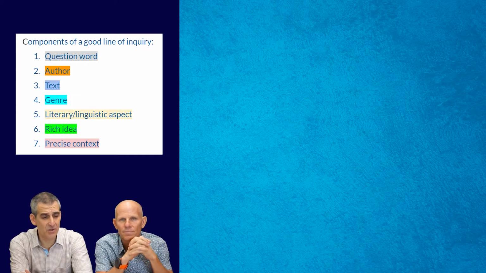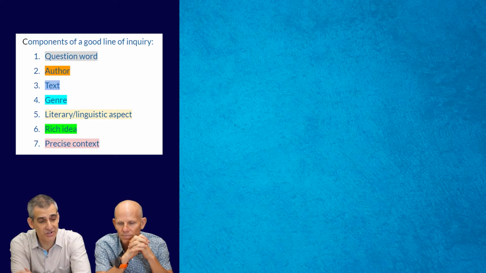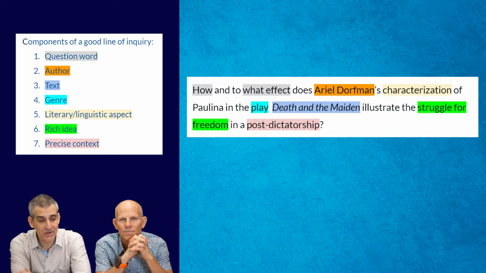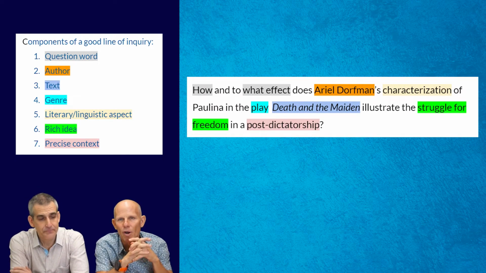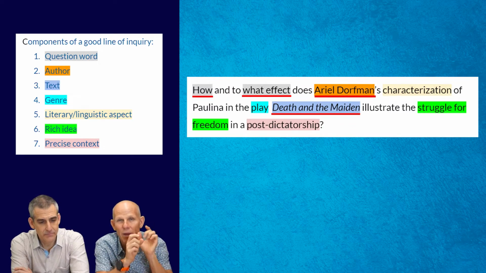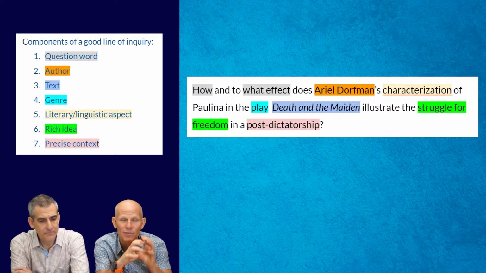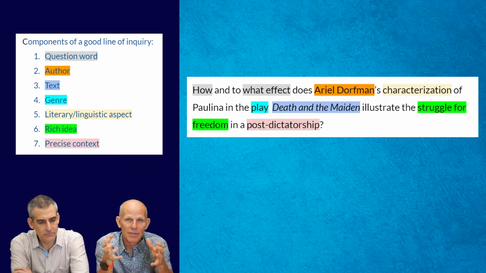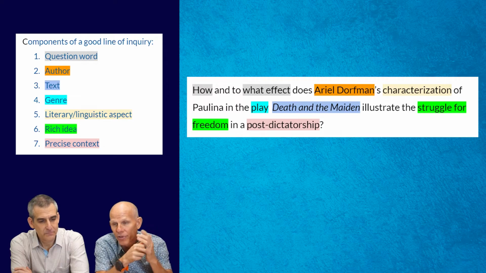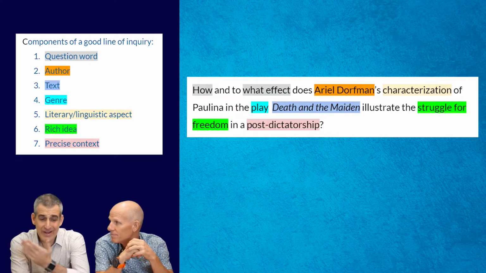What do you say we take a look at some of the ones we've explored in earlier videos, and we'll light this up. That sounds great. I'll take the first one, Mr. Giles. How and to what effect does Ariel Dorfman's characterization of Paulina in the play Death and the Maiden illustrate the struggle for freedom in a post-dictatorship? Light it up, Giles. Okay, first of all, we've got the question word, we've got the author and title, but we're going to focus on the characterization of Paulina. I like that. That's a clear literary perspective. And more importantly, I would say, we're talking about the struggle for freedom in a post-dictatorship. So there's our rich idea. Yeah, we got the context as well.